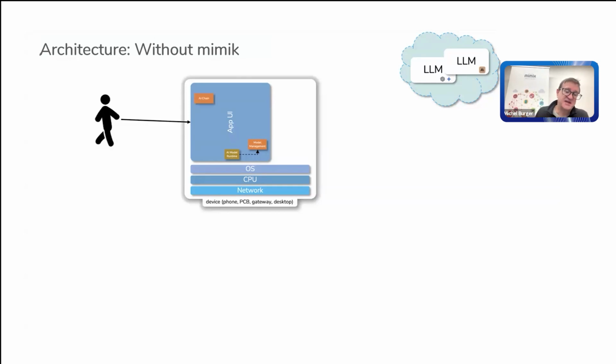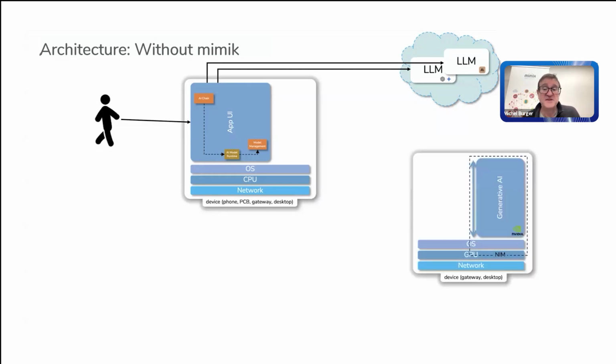Then you create an AI chain. You have frameworks for that, but it is still embedded in the app UI. The AI chain invokes the AI model in order to get some result. Potentially, the AI chain will go to the LLM in the cloud in order to refine or enhance the response. And if there is a device in the same context, the AI chain won't be able to do that because it has no way to discover the new element.